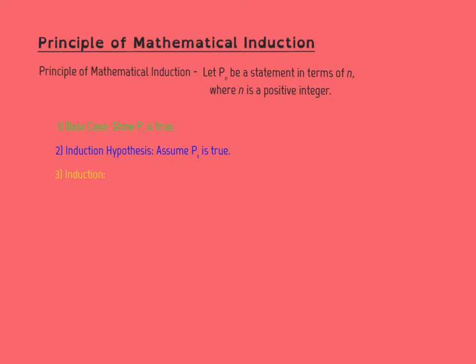Then comes the fun part, the actual induction part of our proof. This is where we are going to show that our statement is true for every positive integer k if we plug in k plus 1. Basically, if we can prove that it will always be true for the following integer, it will be true for every previous integer. We can use our assumption from step 2, the induction hypothesis, to help us prove this step 3, the induction step.